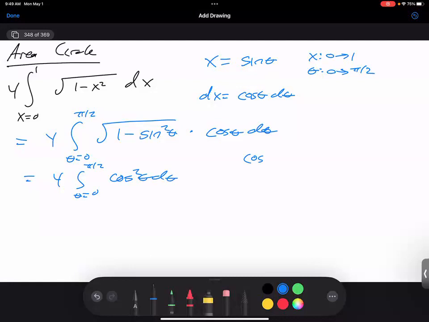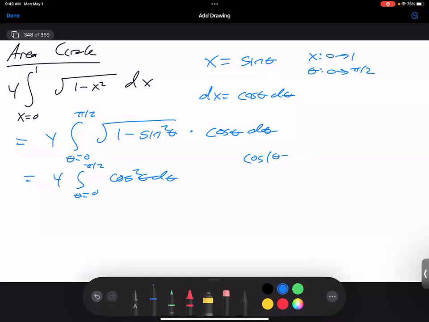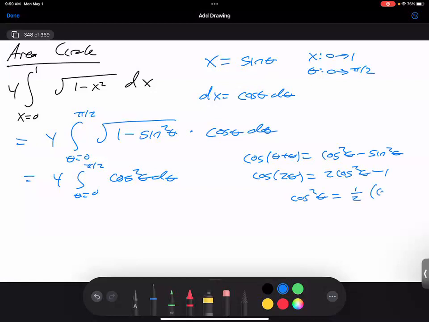Now, if you happen to remember, sorry. The cosine of theta plus theta is cosine squared theta minus sine squared theta. So the cosine of 2 theta is going to be 2 cosine squared theta minus 1. So cosine squared of theta is going to be 1/2 times cosine 2 theta plus 1. So you could use that to do this integration.